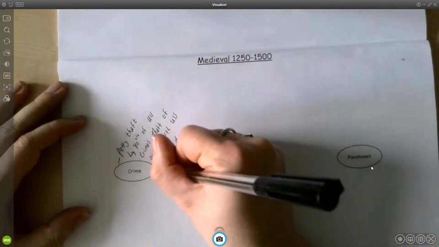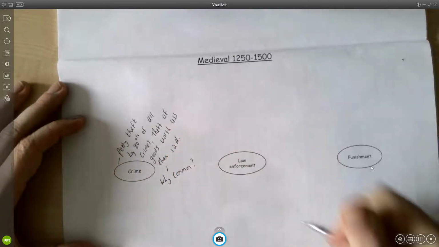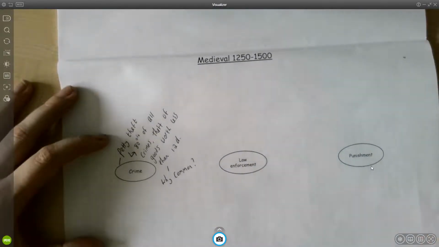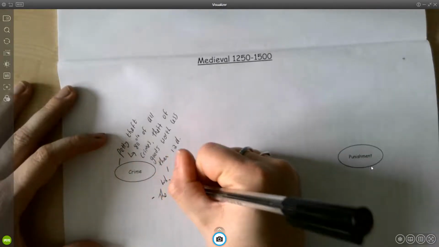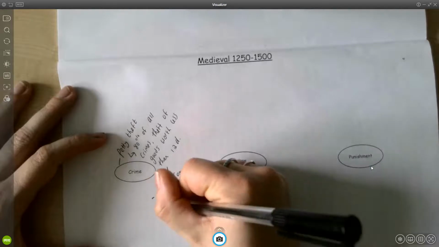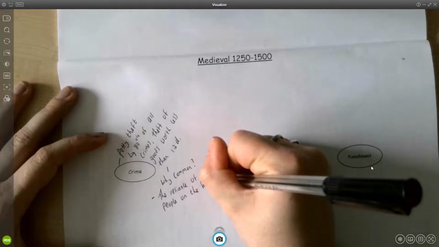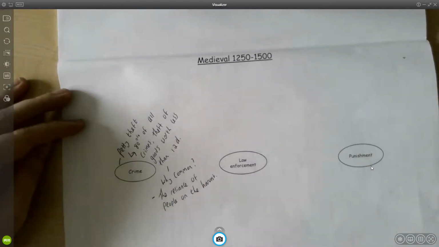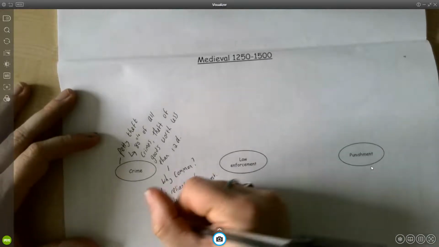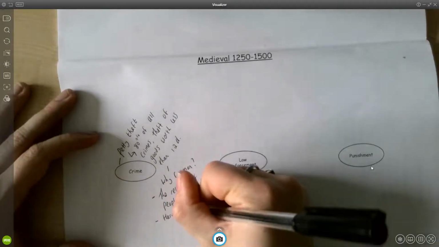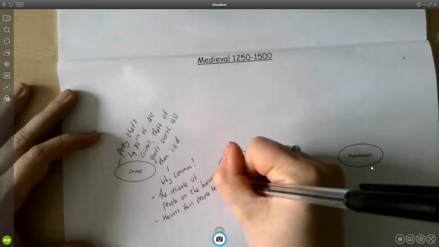Why is it so common? Or why is it such a high crime rate? This is due to the reliance of people on the harvest. Quite often, harvests can fail. People get desperate, and therefore they steal to survive. So if a harvest fails, people become desperate.